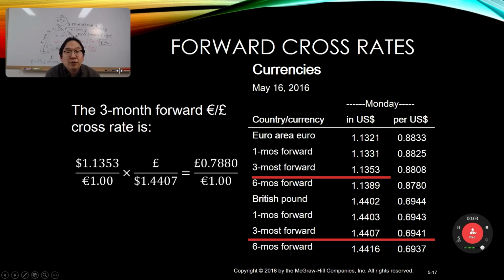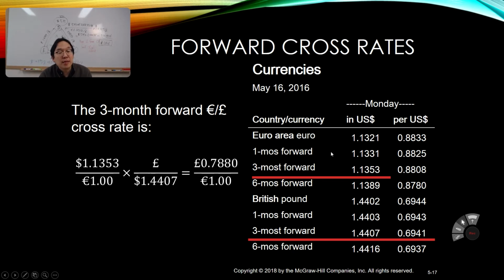Now, having learned about forward markets, you may wonder, are there cross exchange rates in the forward market too? Why not? Yes. Okay. So here's an example: forward cross rates between the British pound and the euro.